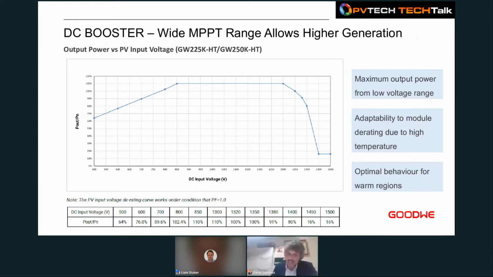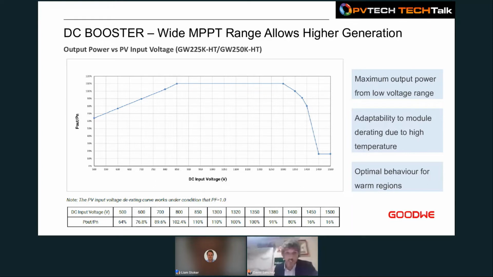But not only this, this booster will also help to comply better with grid codes, right? Because when you need to supply some reactive power, the voltage at the AC terminals might be a little bit higher, and therefore you might be required to have a lower DC voltage to start the inverter, right?